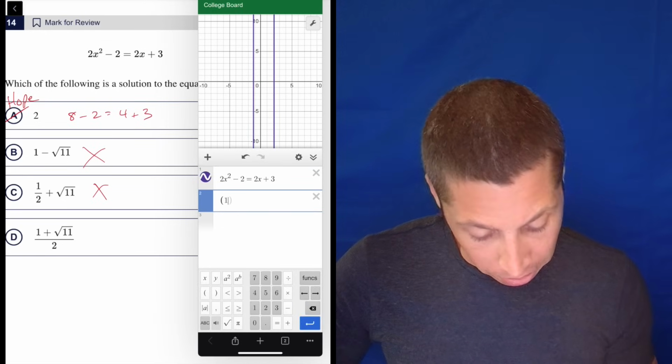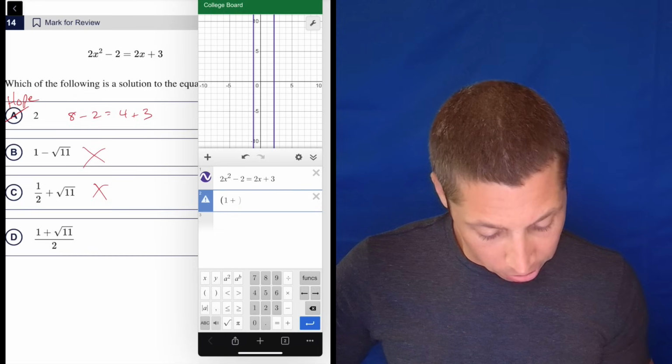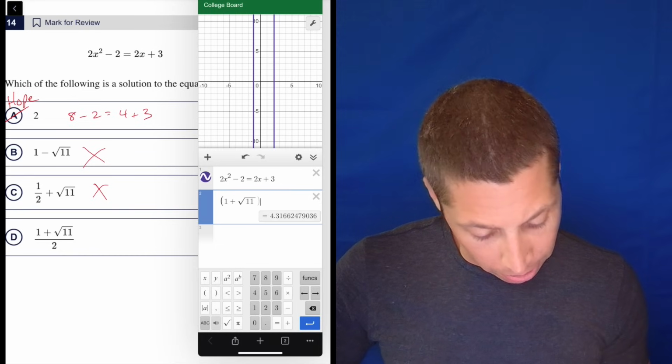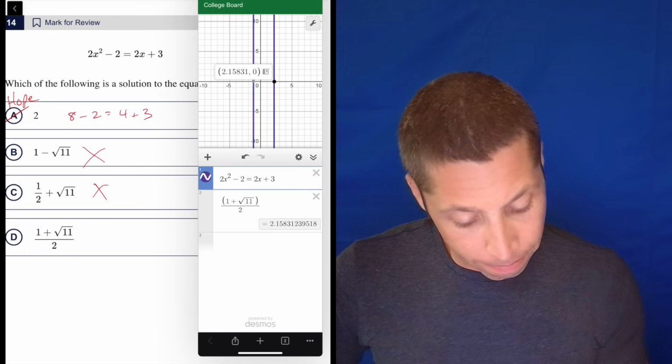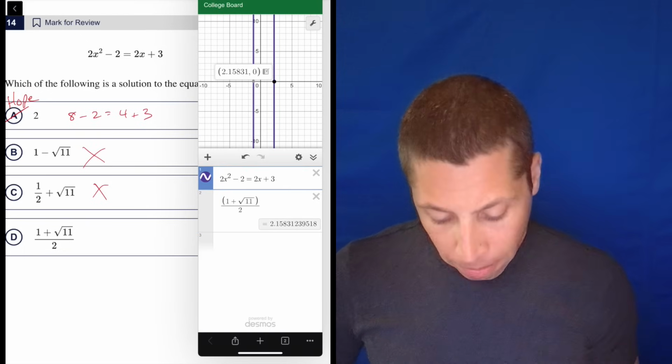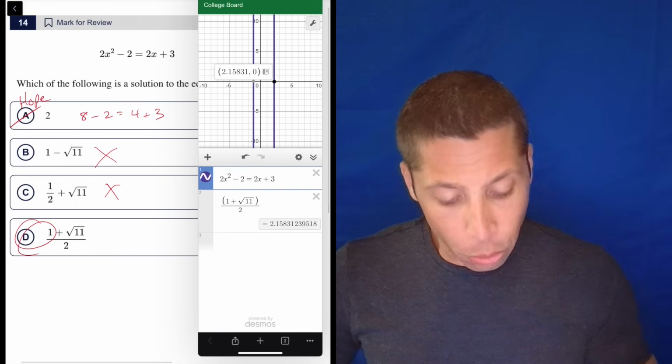So I'll throw some parentheses around so it's easy to divide. 1 plus square root of 11 and divided by 2. 2.158. Same thing, good enough, right? They want you to do quadratic formula here.